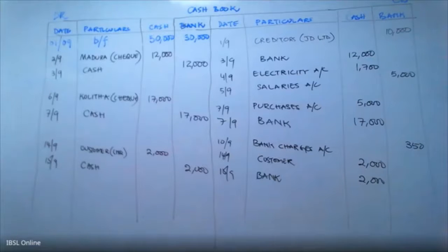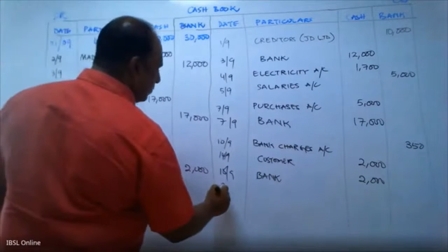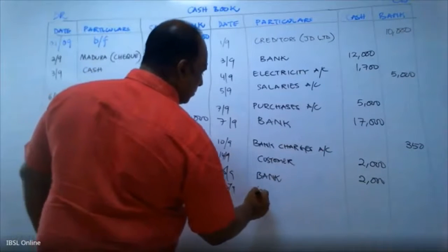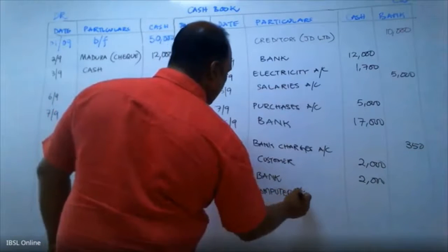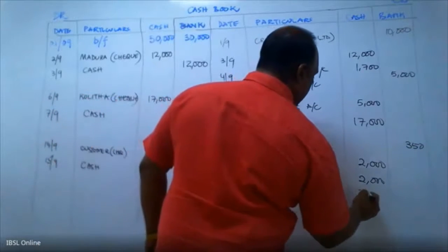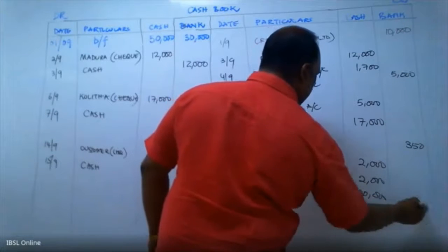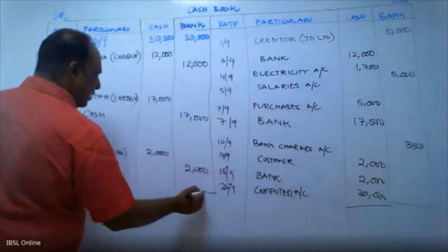And the last transaction, a computer is purchased for rupees 30,000. So that is on the 25th. So you can debit the computer account, and that is for 30,000. So that's all the transactions that we have.